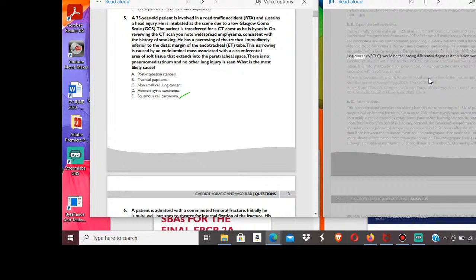Non-small cell lung cancer, NSCLC, would be the leading differential diagnosis if this lesion was found endobronchially, but not in the trachea. NSCLC can cause tracheal narrowing, but as an extrinsic lesion. The history is too brief for post-intubation stenosis to be considered and this is not associated with a soft tissue mass. Marom, Goodman P., and McAdams.